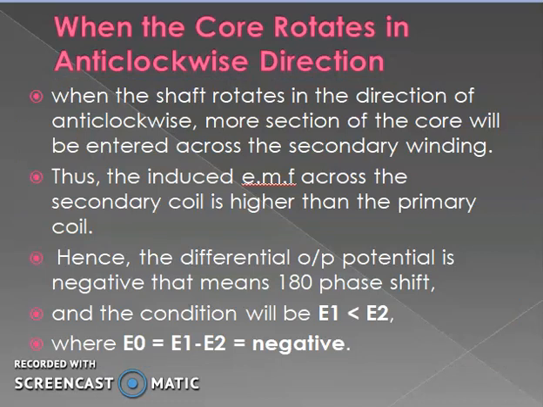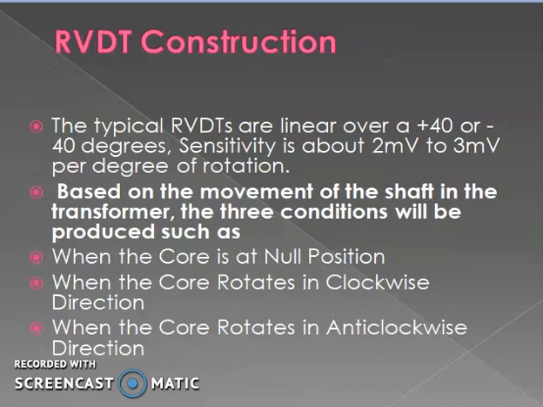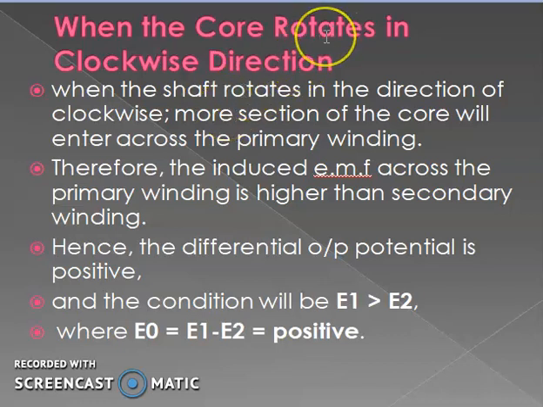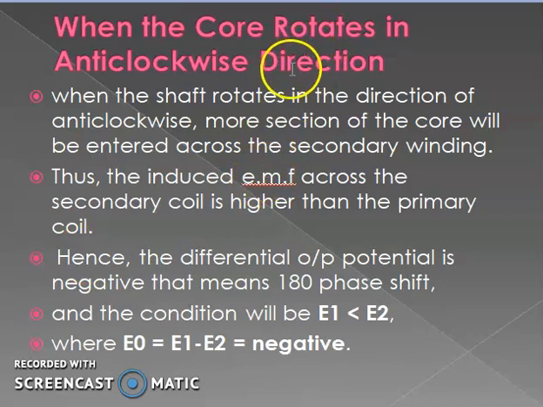It has mainly three conditions: when the RVDT is at the null position, when it is in the clockwise direction, and when it is in the anti-clockwise direction. At the null position, the EMFs produced are equal, E1 is equal to E2, and the output voltage is 0. When the core rotates clockwise, more of the core enters the primary side, so E1 is greater than E2 and the output is a positive value. When the core rotates anti-clockwise, E1 is less than E2 and the output is a negative value.